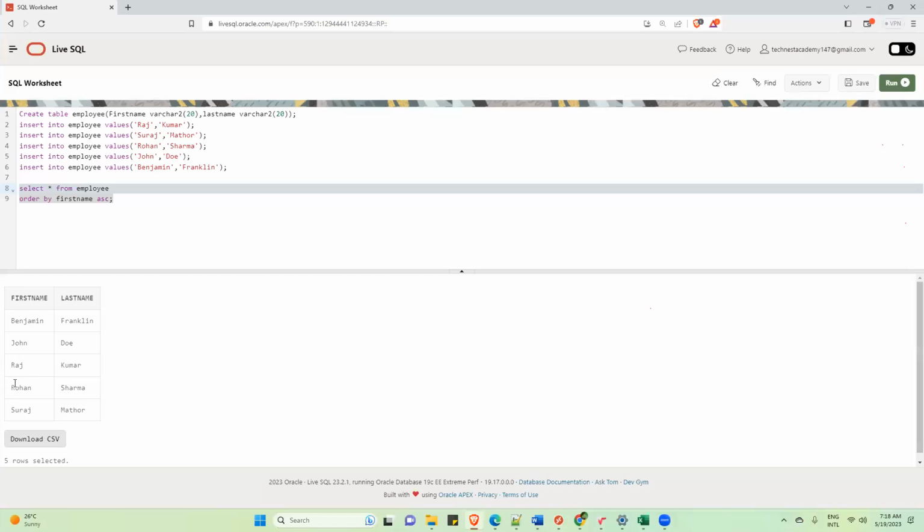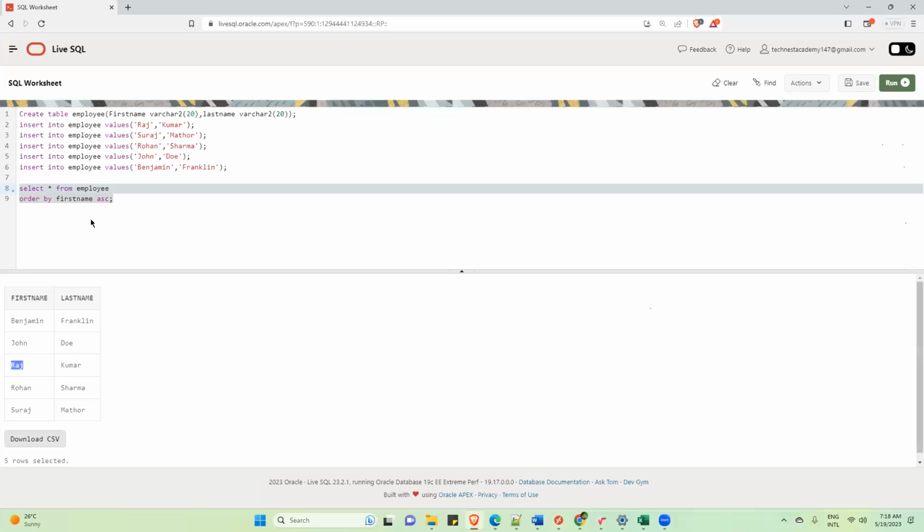So in Raj Kumar and Rohan Sharma, both have R. When the first character is the same, the engine will check the second character. Raj Kumar's second character is A. Rohan Sharma's second character is O. Which comes first, A or O? A, right? That's why Raj Kumar is placed before Rohan Sharma. Hope it is clear, everyone.